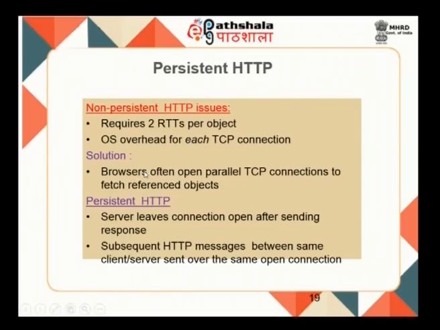Okay. So, the solution that browsers normally employ in order to speed up the entire process is that they could do one of two things. One is that they could open parallel TCP connections to fetch the referenced objects, because remember that once we have opened up the first page, we have got references to 10 different objects. So, now we know the URLs of all the 10 objects. So, we can open 10 different TCP connections in parallel and have them processed in parallel. So, that is one option.